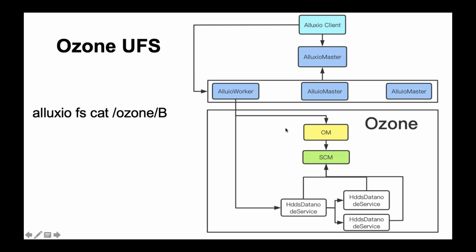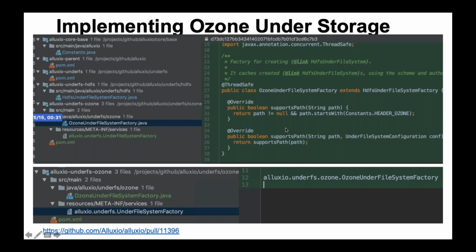This is the change list related to Ozone under file system support. The most important one is the Ozone under file system factory. It is a minor change here. It extends the HDFS under file system factory, so that I can avoid writing lots of code.